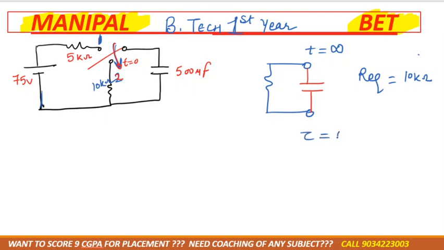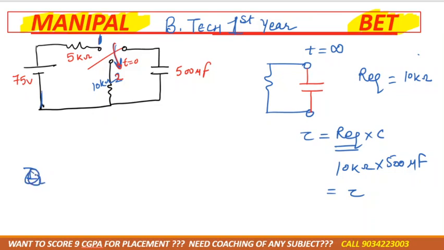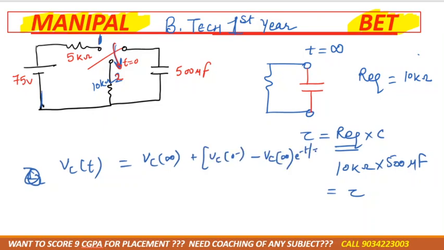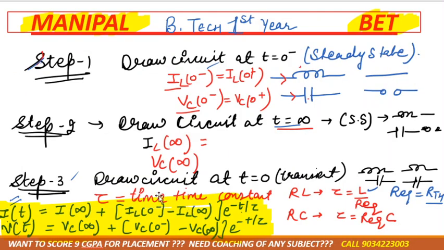So tau is how much? R equivalent multiplied by C. R equivalent, get it? C, they have given 500 microfarad. You can get tau, and then you can finally put it in that equation: VC of t is equal to VC of infinity plus (VC of 0 minus minus VC of infinity) times e raised to minus t by tau, right? This equation. Understood?